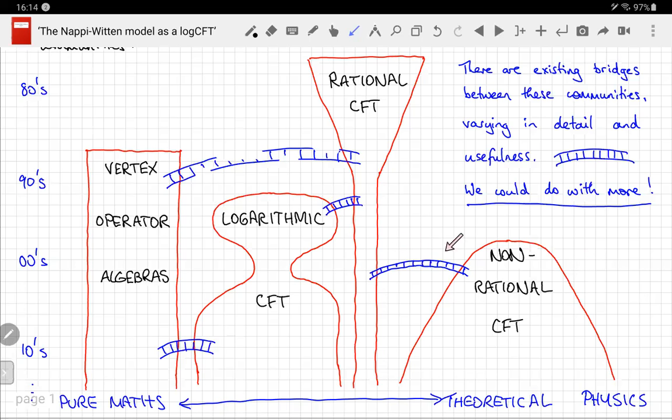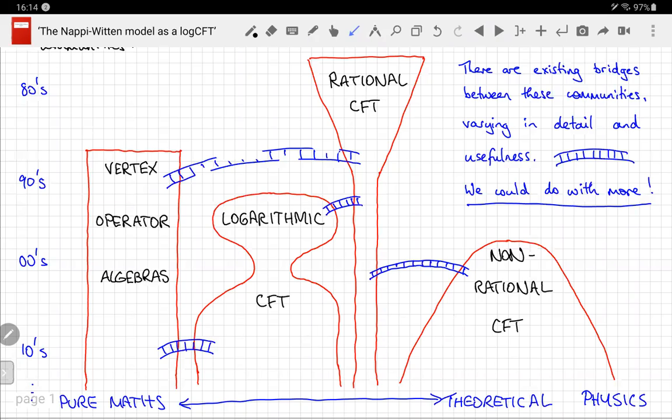There is, of course, some obvious bridges between this and rational CFT. I think it's probably fair to say that you need to learn a little bit about rational CFT before you go on to study non-rational CFT. But the point I want to make here is that there's, as far as I'm aware, very little work which tries to relate the logarithmic and the non-rational communities. They seem to be developing in parallel, and they don't seem to have too much to do with one another yet.